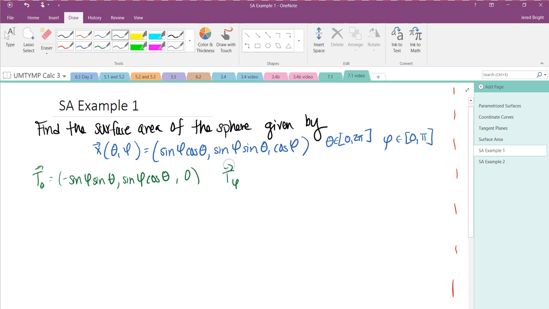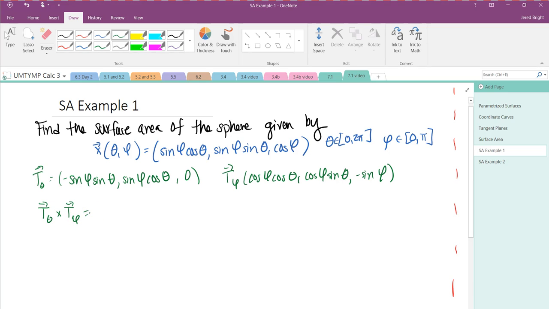And then t of phi is cosine phi cosine theta, comma cosine phi sine theta, and then minus sine phi. Okay, and now I need to cross these, right? So, order does matter, and the order was t of the first parameter crossed with t of the second parameter, which were theta and phi respectively.